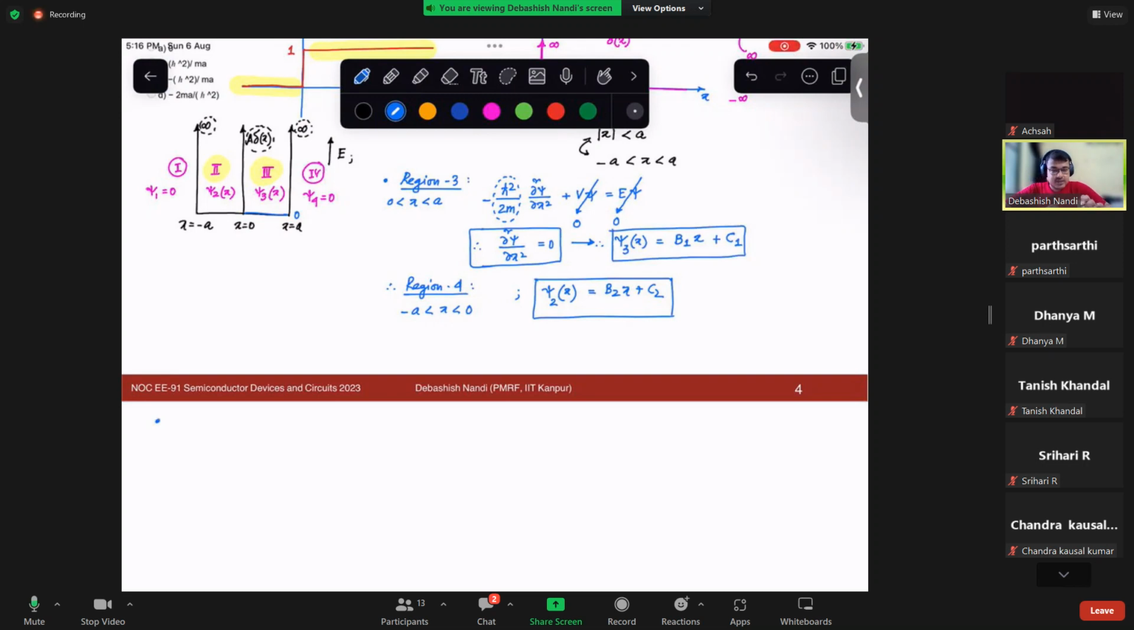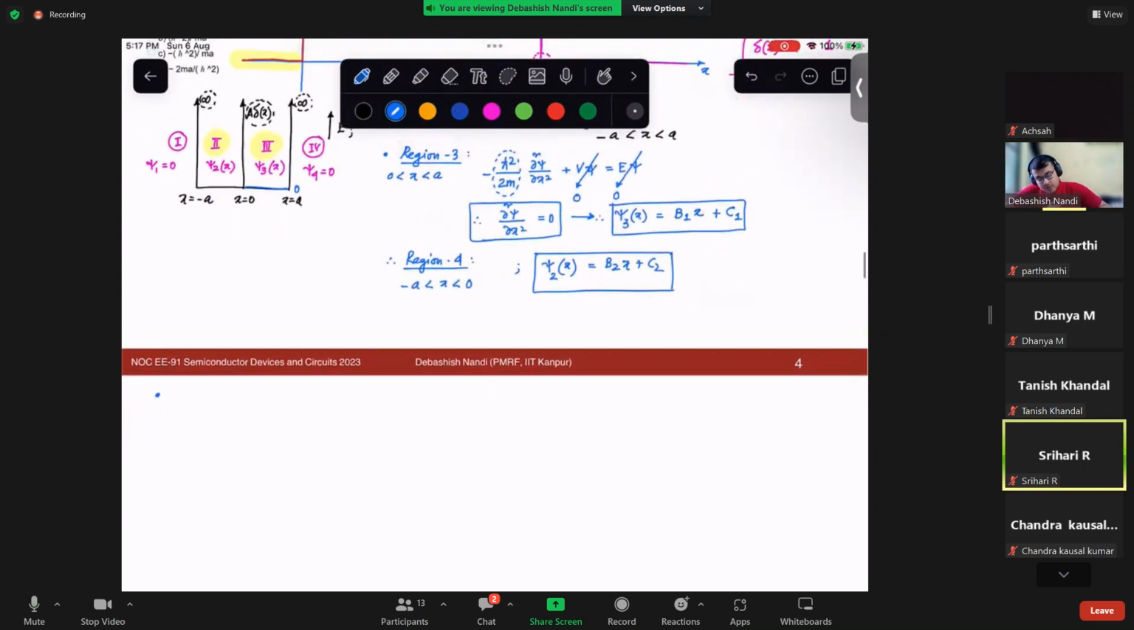You have solutions in terms of arbitrary constants. Now we need to find out the constants, right? So how to find out the constants in any linear equation? We need to use some boundary conditions, right? So what should be my first boundary condition? What are my boundaries? This is one boundary, this is one boundary, and this is one boundary.